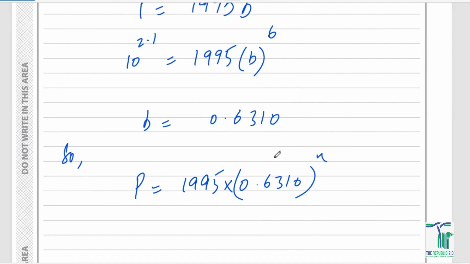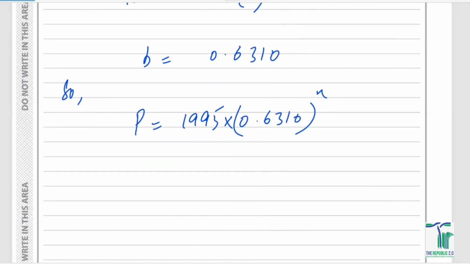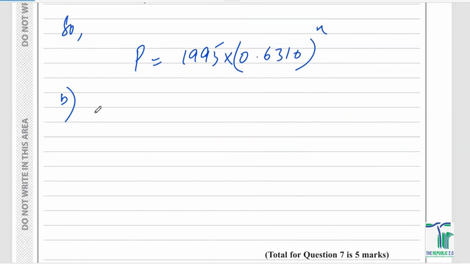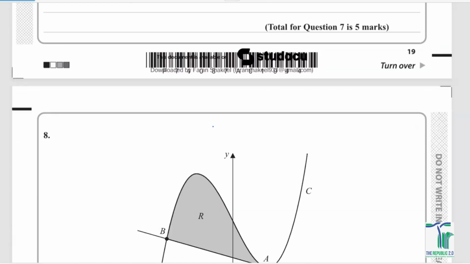So that is how you're going to get yourself the function. And for the b part, you just need to multiply them up and you'll get the final answer. If you want to get ab, 1995 times 0.6310. Just write the answer up to 4 significant figures.